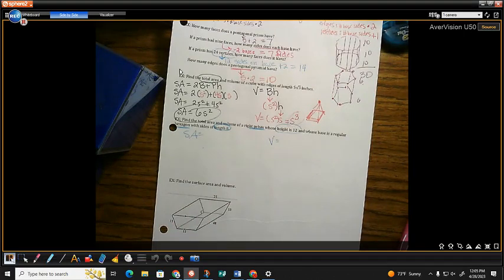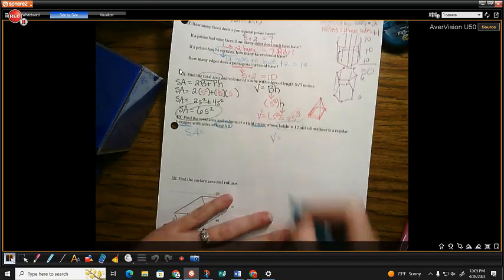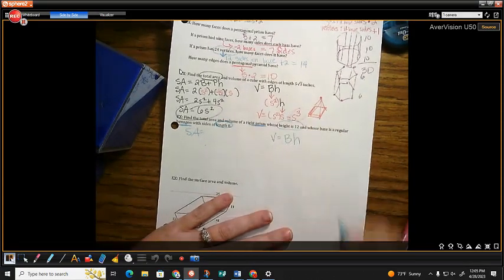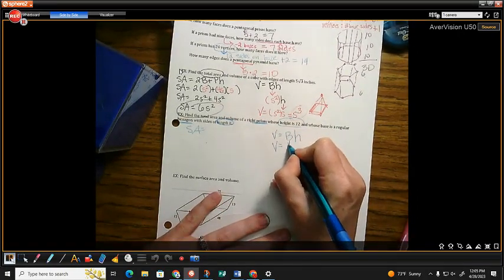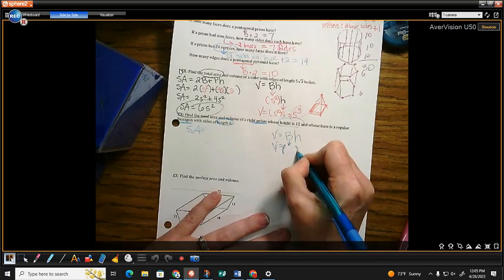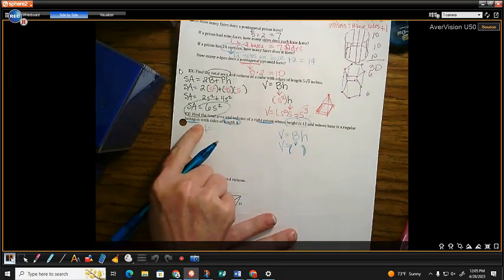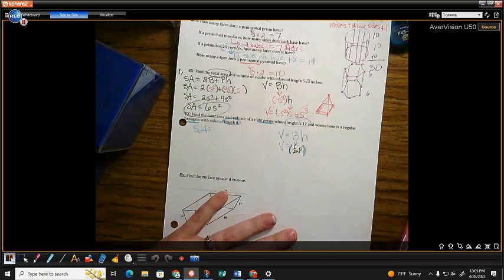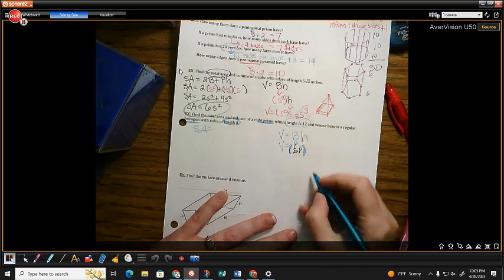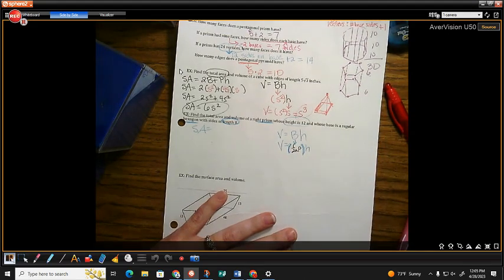Hold on. Did I do area? Okay, this is a prism. Why did I do volume? It's just base times height? Area of base times height? Oh! What is the area of a base for a hexagon? That's your 1/2 AP formula times your height.